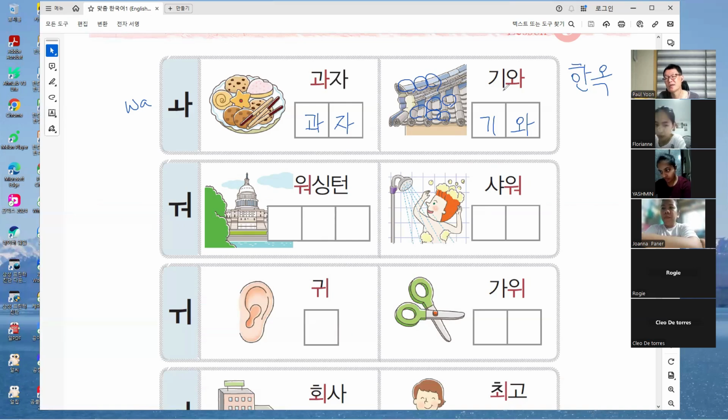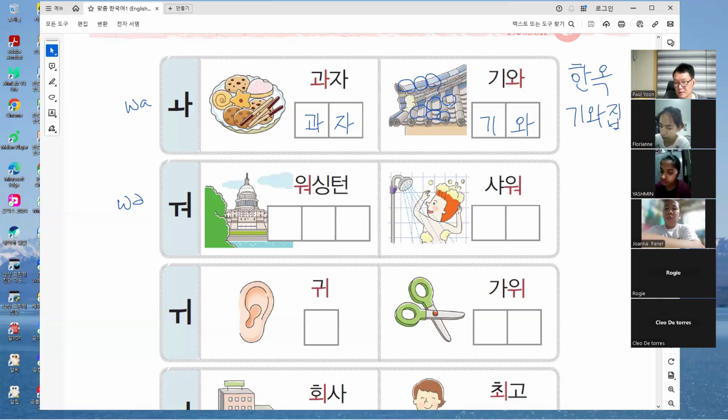So we call it kiwa chip. Kiwa chip is the most popular Korean style traditional house. Okay, so this one is kiwa. Kiwa chip. Next, this one is wall, right?